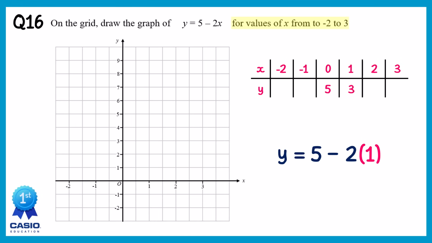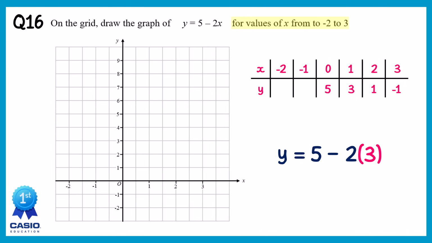Then we continue this process for x equals 2, so y equals 5 subtract 2 2s, which is 5 subtract 4, which is 1. Then for x equals 3, 5 subtract 2 lots of 3, 2 3s are 6, so 5 subtract 6, which is -1.